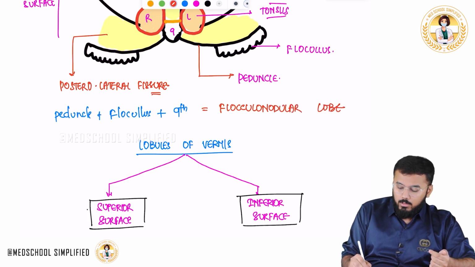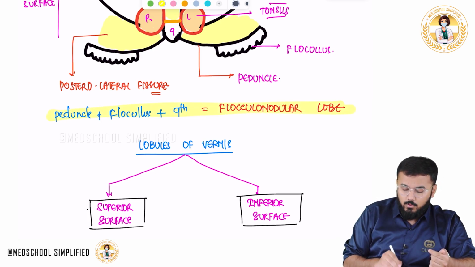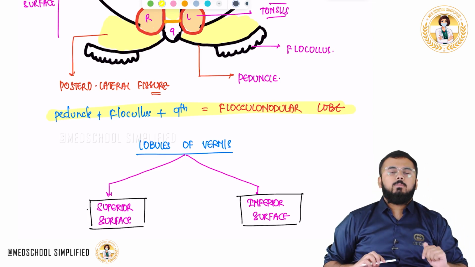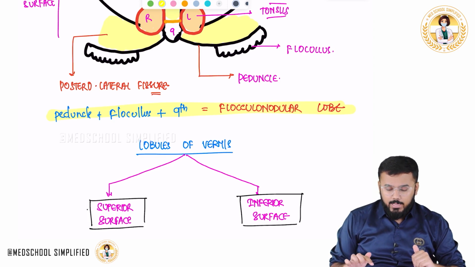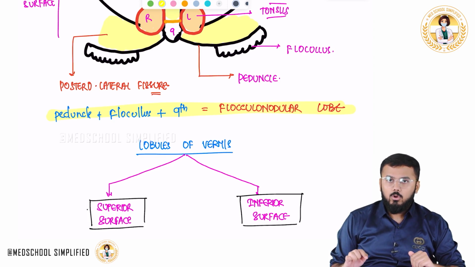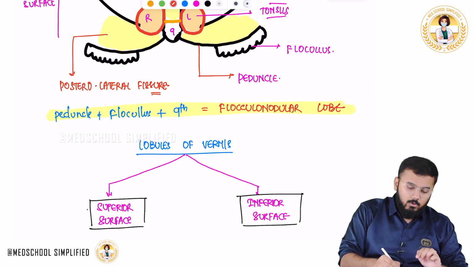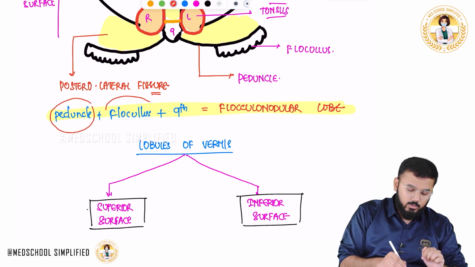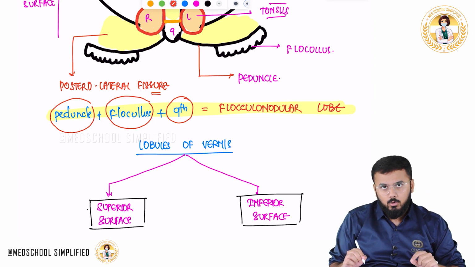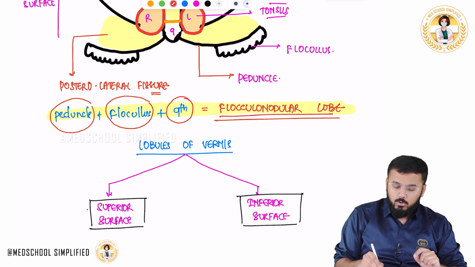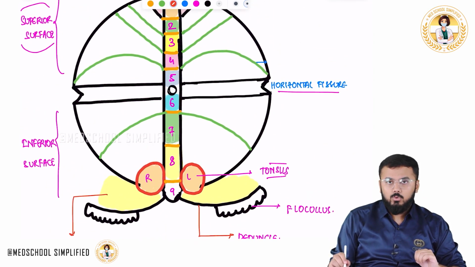Flocculonodular lobe. You see how many important things we have got over here. How many lobes do we have in the cerebellum? We have the right cerebellar hemisphere, the left cerebellar hemisphere, and the third important thing is the flocculonodular lobe. Flocculonodular lobe again has three important things. What are those three important things? One is the peduncle, one is the flocculus, and another one is the ninth lobule of the vermis. Together you call them the flocculonodular lobe. So these are the structures which you need to know.